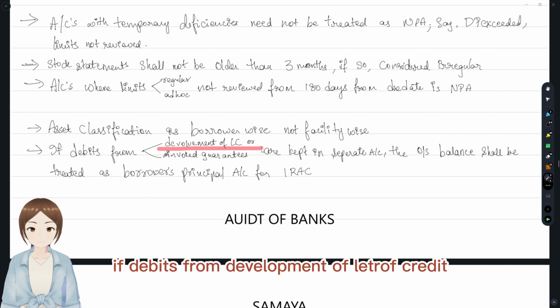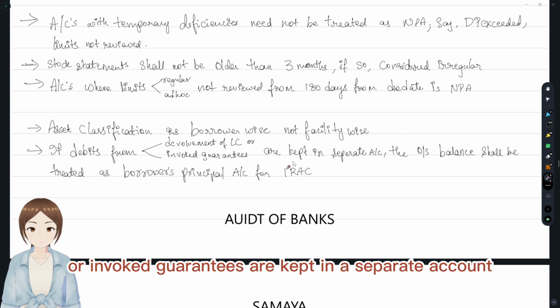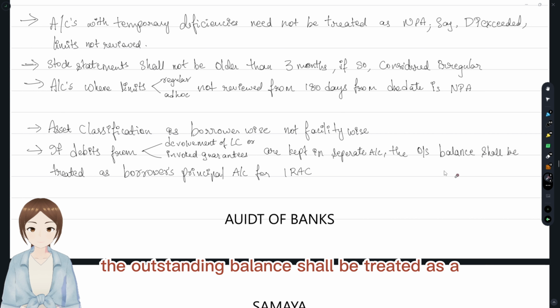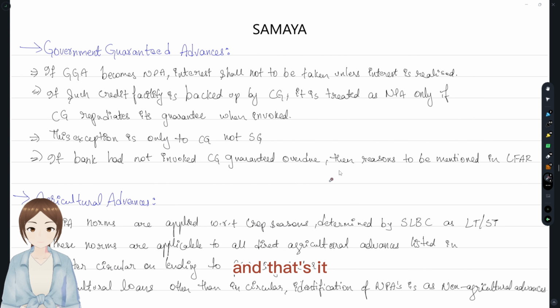If debits from devolvement of letters of credit or invoked guarantees are kept in a separate account, the outstanding balance shall be treated as part of the borrower's principal accounts. And that's it. Now we'll move on with government guaranteed advances.